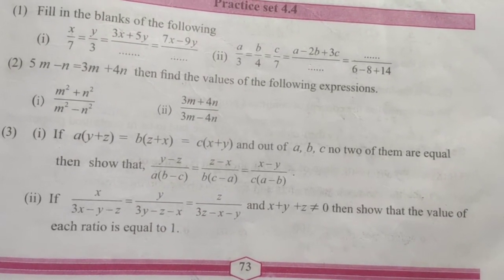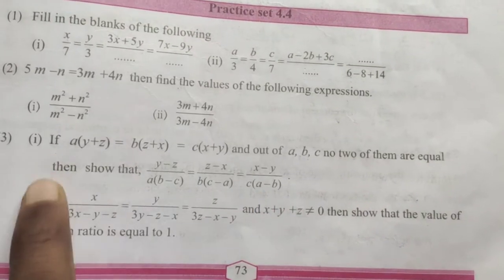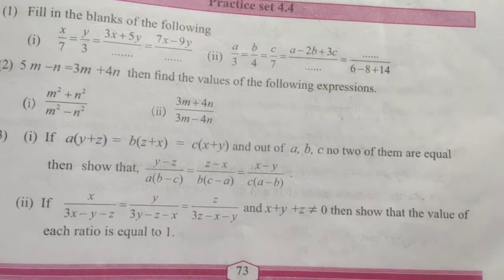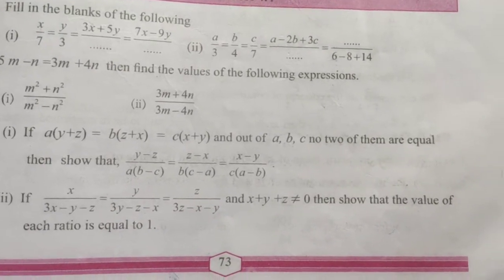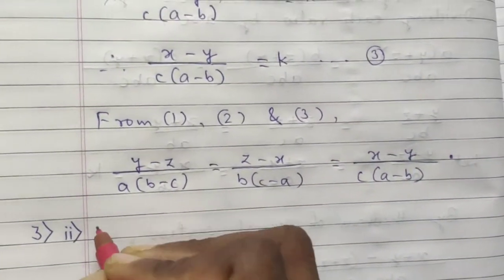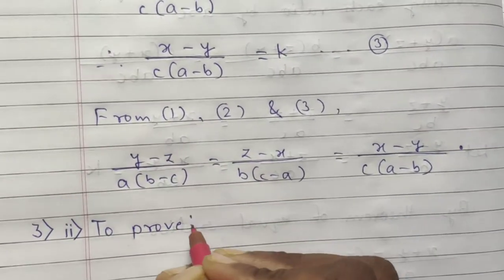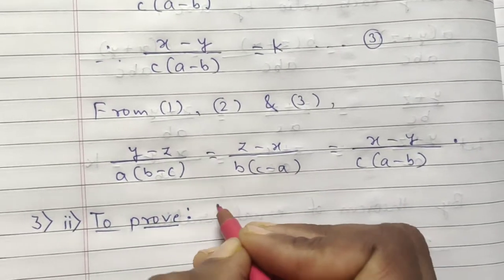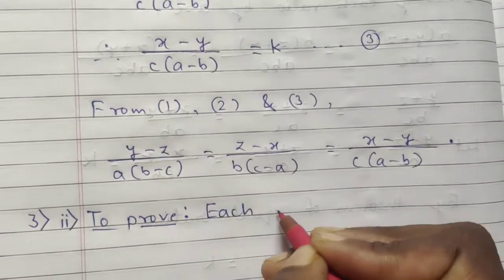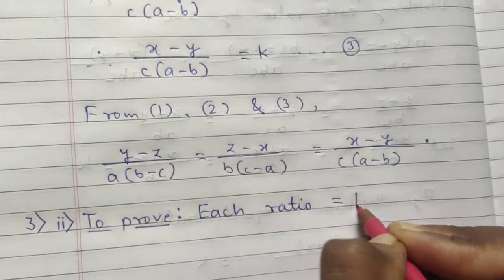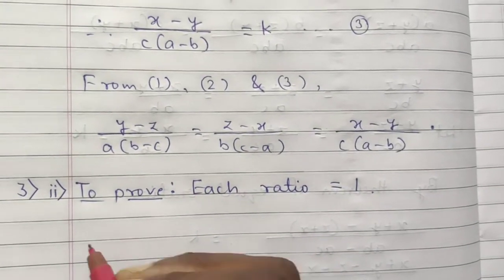Okay, so what is given to us? This is given to us, and we need to prove each ratio is equal to 1. So let us do that. First thing is, we have to prove that each ratio is equal to 1. This we need to prove.